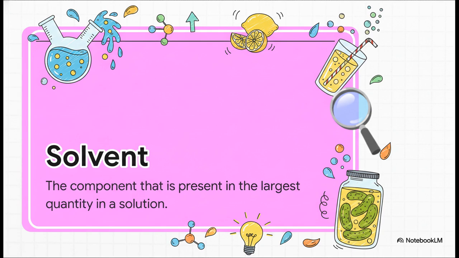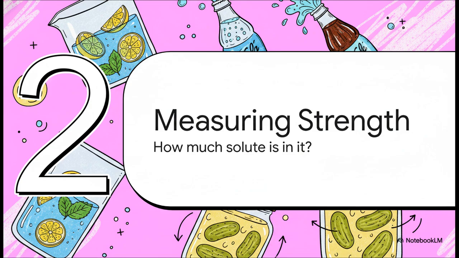It's the component that's present in the largest quantity. So back to our Nimbu Pani, what's the main ingredient that we have the most of? Of course, it's the water. The water dissolves everything, so water is our solvent. Solute plus solvent, that gives you the solution. So easy. Okay, so now that the basics are crystal clear, let's build on that.